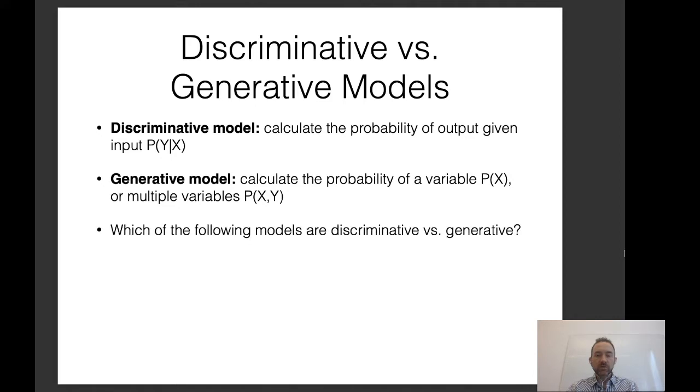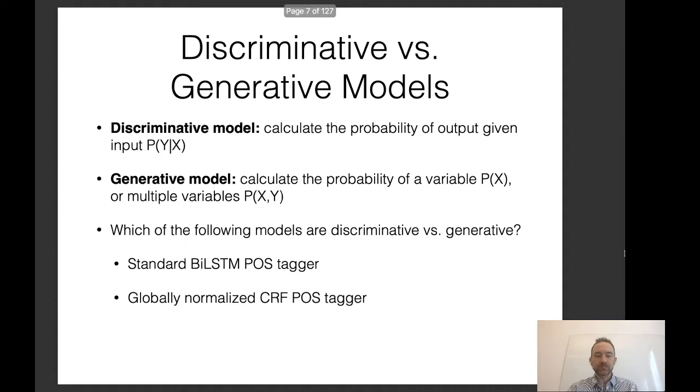So if we think about which of the following models are discriminative versus generative, what about a standard bi-LSTM POS tagger? In this case, this is a discriminative model because we're taking an x and then we're calculating the probability of part-of-speech tags y directly.